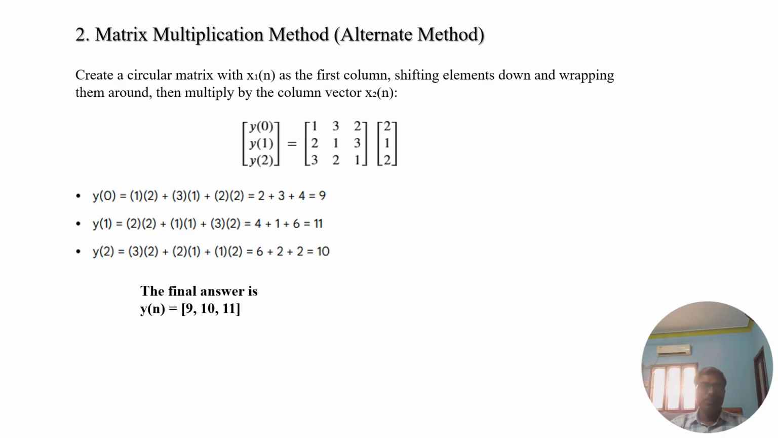The second method of computing circular convolution is the matrix multiplication method. In this way, the output can be obtained by multiplying the periodically shifted version of the first sample with the second sample. Here, y of 0 can be obtained by multiplying 1 into 2 plus 3 into 1 plus 2 into 2, which yields the result of 9. Similarly, y of 1 can be obtained by 2 into 2 plus 1 into 1 plus 3 into 2, which yields the result of 11. Similarly, y of 2 can be obtained by 3 into 2 plus 2 into 1 plus 1 into 2 equal to 10. The final answer we get is 9, 10, 11, which is very similar to what we obtained in the last method.